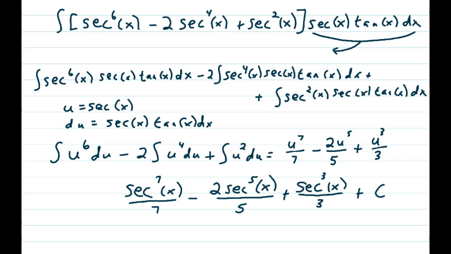Integral of u to the sixth du, minus 2u to the fourth du, plus u squared du. Using the power rule, u to the seventh over seventh, minus 2u to the fifth over 5, plus u cubed over 3. Back subbing, we get secant to the 7th power of x over 7, minus 2 secant to the 5th power of x over 5, plus secant cubed of x over 3, plus C.